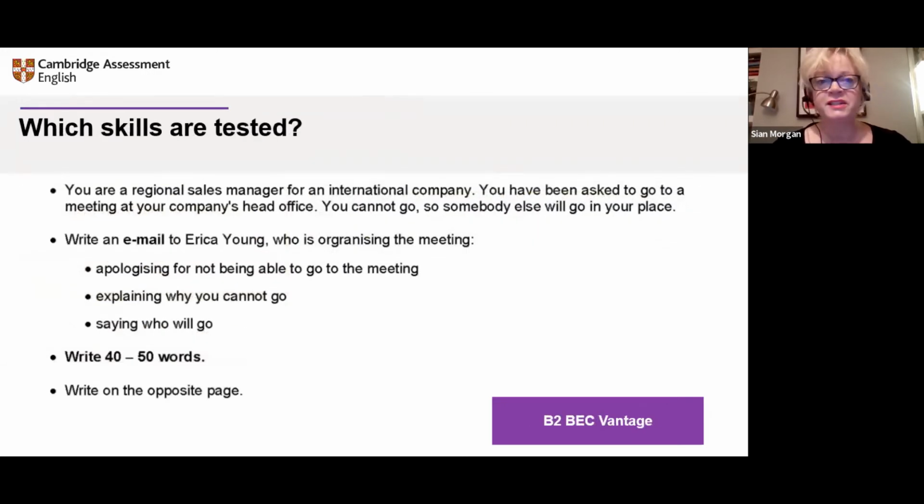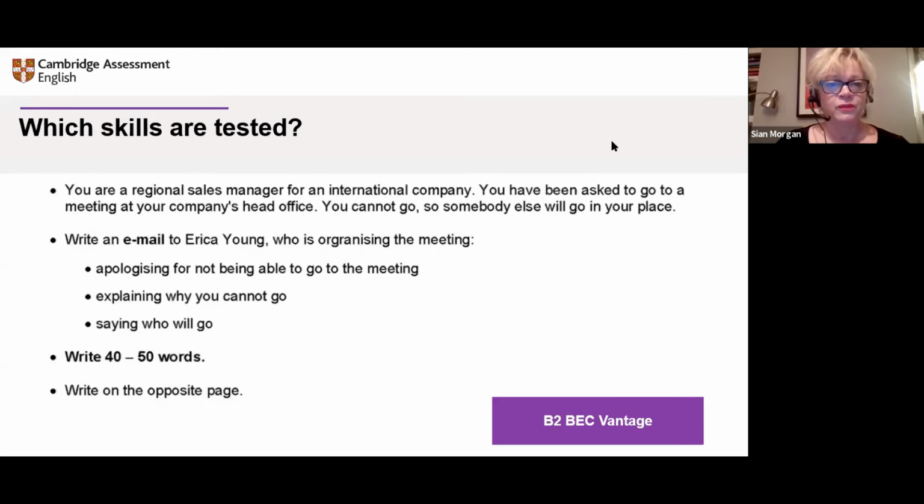Now let's look at a writing task from one of our business English exams, B2 BEC Vantage. Can you all see that? I'll read it out for you. You are a regional sales manager for an international company. You have been asked to go to a meeting at your company's head office. You cannot go, so someone else will go in your place. And then there's the task underneath. So that's the setup, the prompt actually.